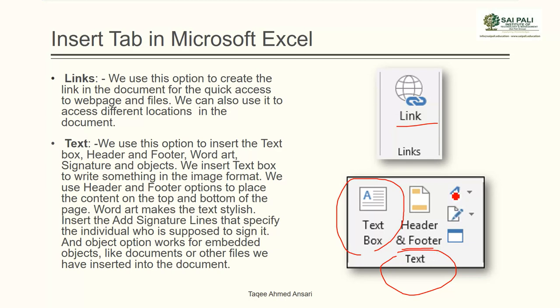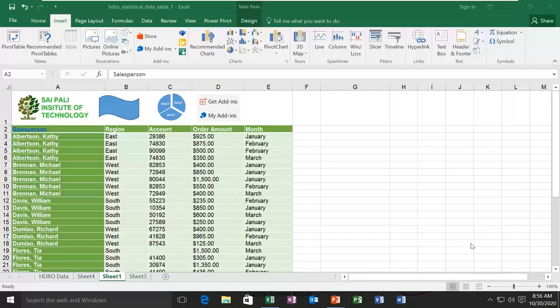Then you have option to add the word art. This is like a text box you design yourself, and these are predefined text boxes. Then you have option to add signatures, and we can also add some additional objects. Like here I want to add some text boxes, so I click here in this insert tab. This is the text group. If I click the text box, now it is saying where you want to create, so I want to create here.